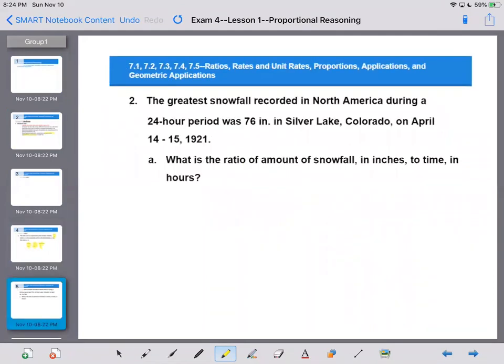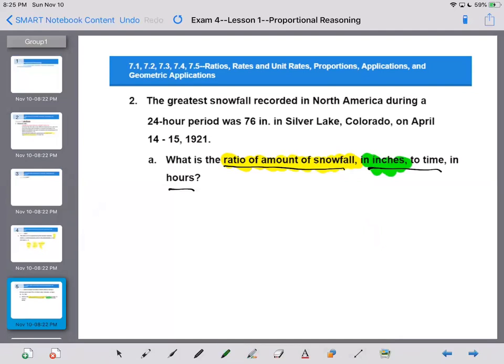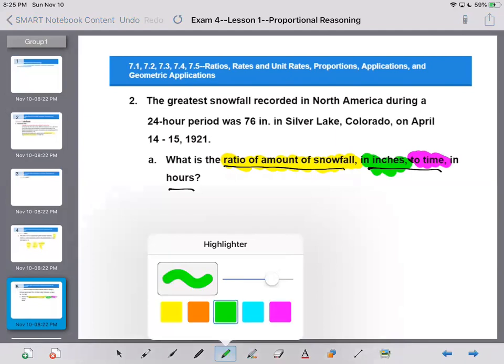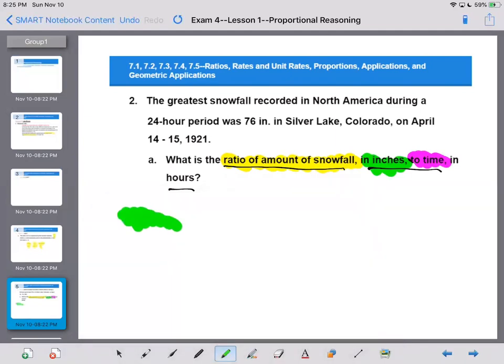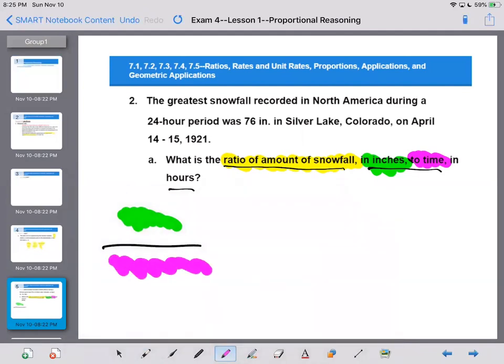So if we had the greatest snowfall recorded in North America during a 24-hour period was 76 inches. So if we said, well, what's the ratio of the amount of snowfall in inches to time in hours? Well, notice what comes first, okay? The ratio of the amount of snowfall in inches, and we're comparing that to time. So we're really looking at what's in green to what's in purple. That's what our ratio is going to be, okay?